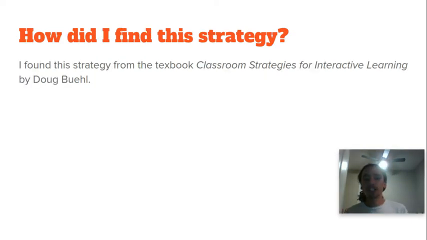How did I find this strategy? I found this strategy from the textbook. It was one of many great strategies I could have used. The textbook is called Classroom Strategies for Interactive Learning by Doug Buehl.